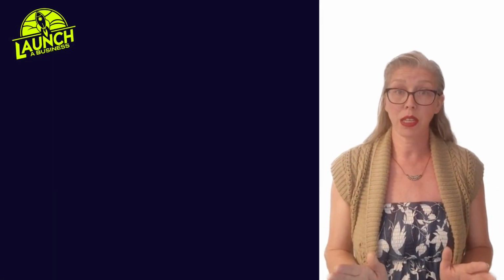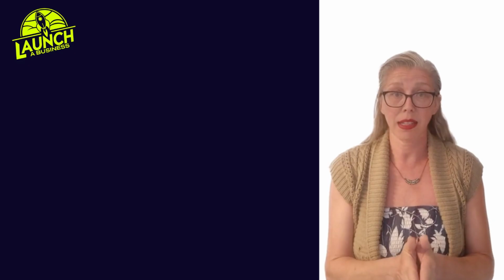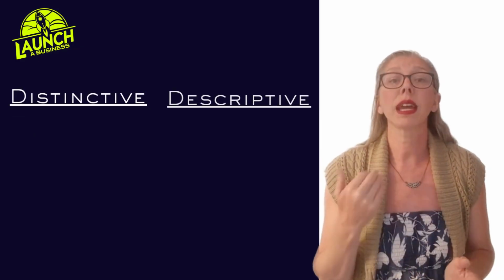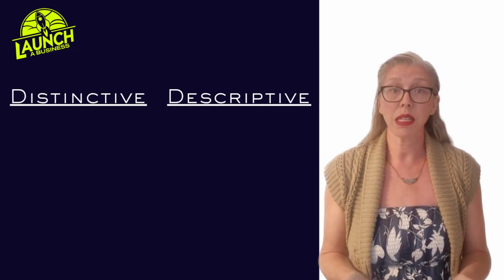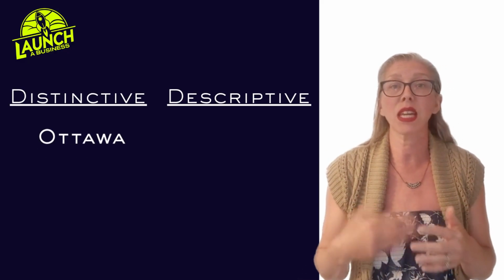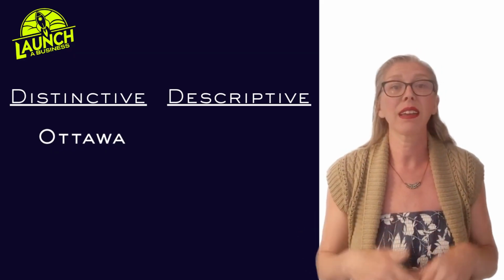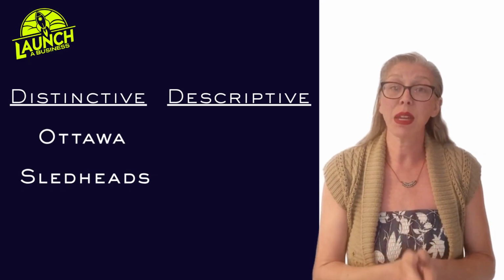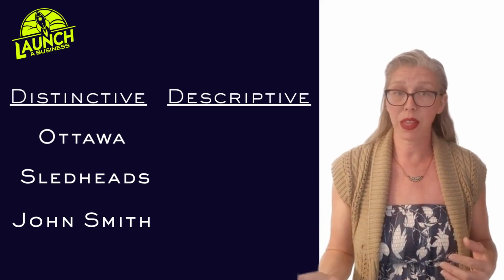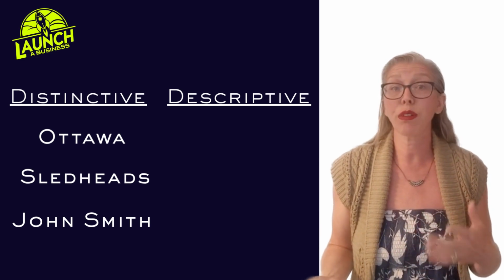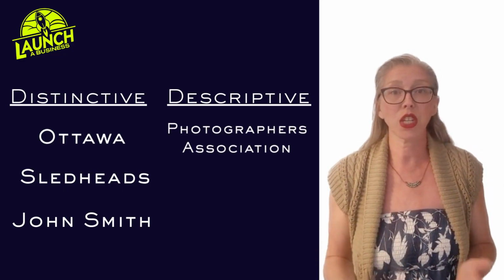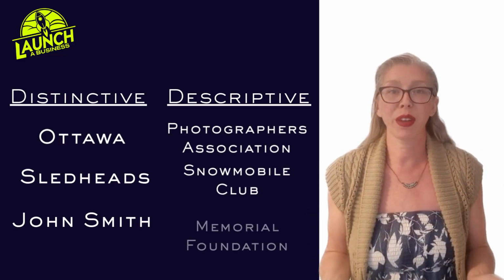No matter what your mission is, you'll want your name to clearly reflect that. A not-for-profit name should always have two elements to it, distinctive and descriptive. The distinctive element is what makes your name unique from others. It can include a location like a town, city, community name, something fun like Sledheads, or someone's name if you're creating the organization in memory of them. The descriptive element tells people what you are. Essentially, it reflects the mission you've defined. It tells people what you do. So, Photographers Association, Snowmobile Club, Memorial Foundation.